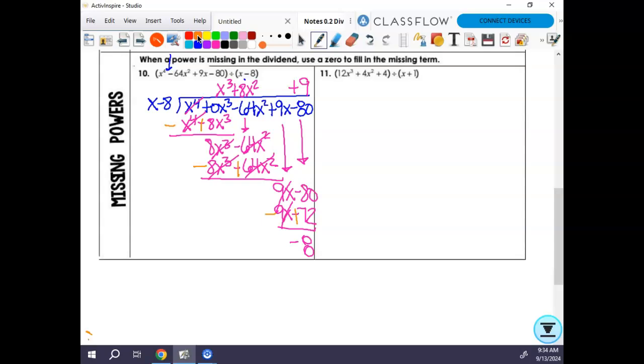So my answer then is x cubed plus 8x squared plus 9, right? I don't have to put the plus 0x, plus negative 8 over x minus 8. What questions you got? We good? Don't forget about that term. All right. You start working on 11. I'm going to hand out your assignment, and then I'll give you a minute, and then I'll start working through it.